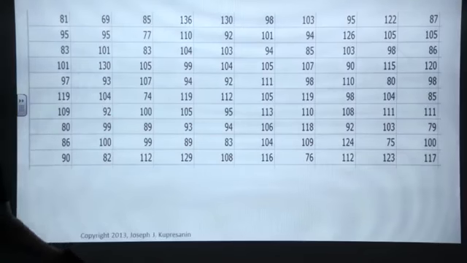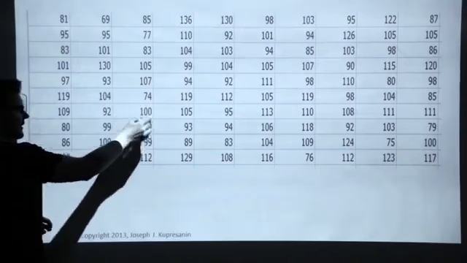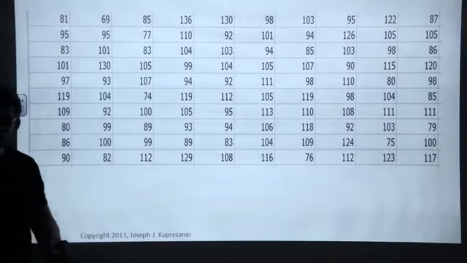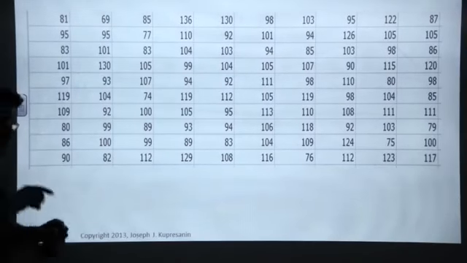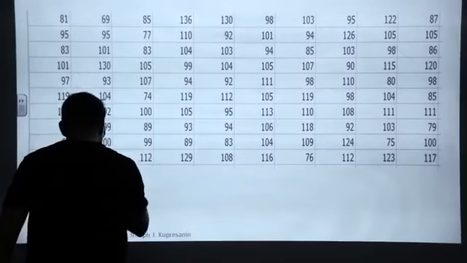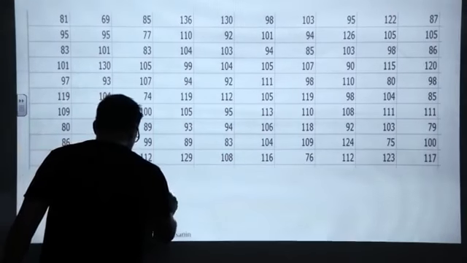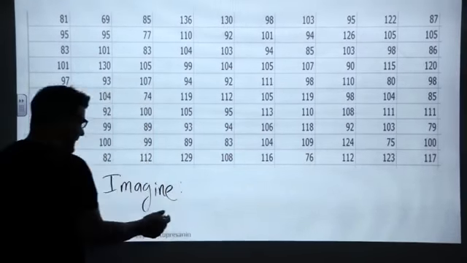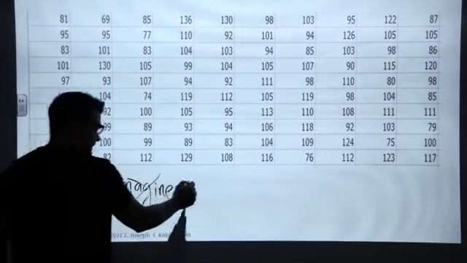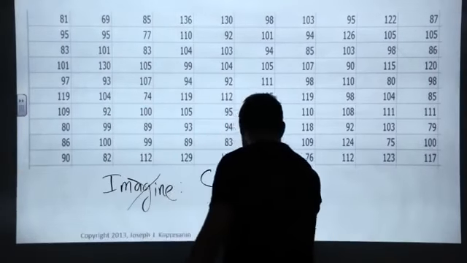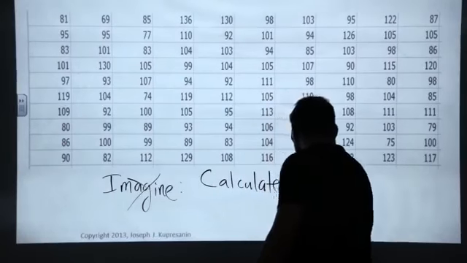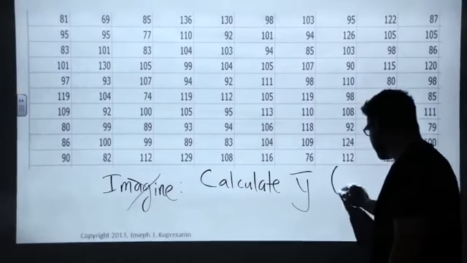Some of those IQs are above average, some of those IQs are below average. I'm sure, yep, there's 100 here. Okay, that would be the first sample. And now imagine in your head. Maybe we don't need to imagine, but just from this data, calculate Y bar. That's the sample mean.